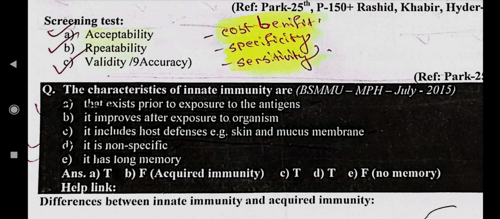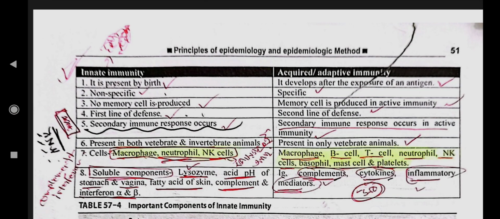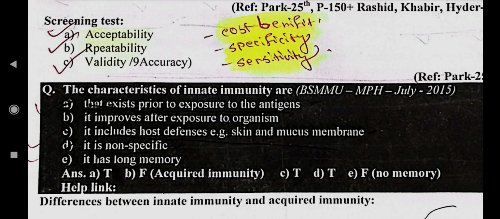Screening test: acceptability, repeatability, validity or accuracy. The characteristics of innate immunity. True answer: it exists prior to exposure to the antigen. It includes host defenses, for example skin and mucous membrane. It is non-specific. False answer: it improves after exposure to organism. It has long memory.